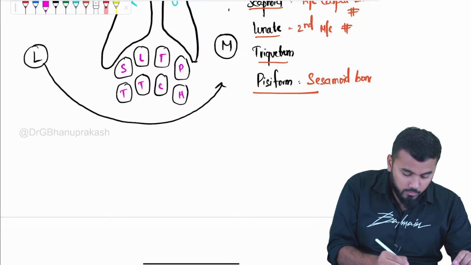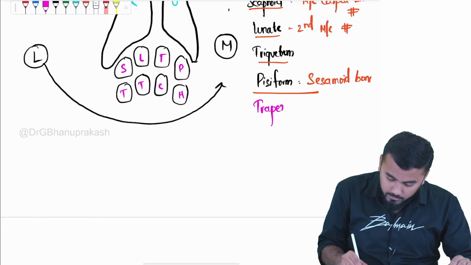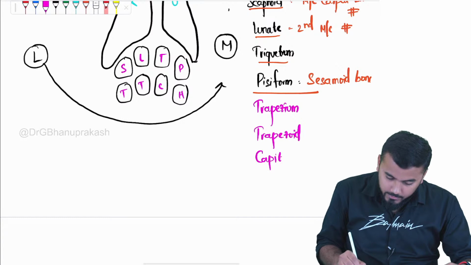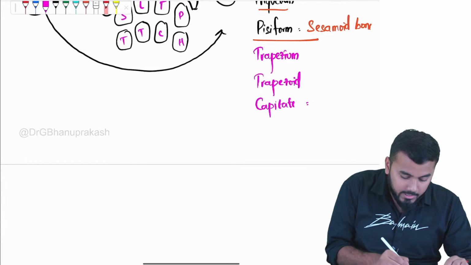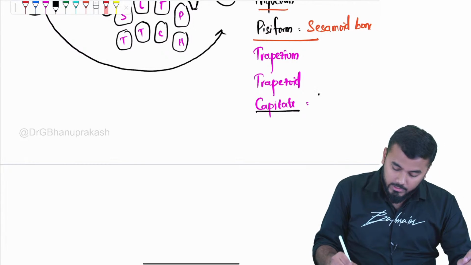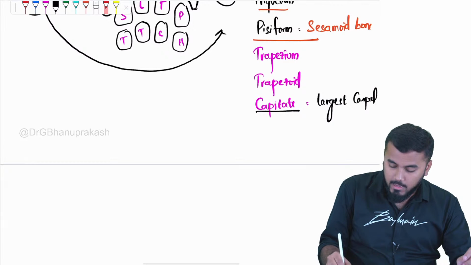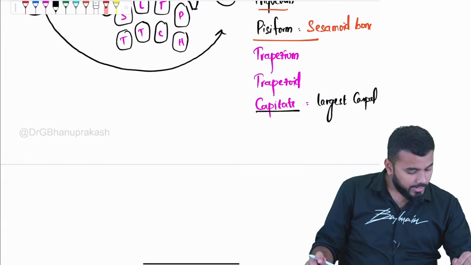Now in the lower row, T stands for trapezium. T stands for trapezoid. C stands for capitate. Okay. Any new things here also? Capitate is the largest carpal bone. Capitate is the largest carpal bone, right?